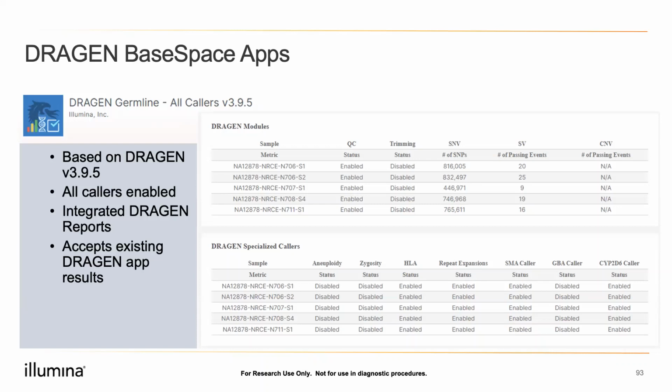This app can be run straight from FASTQ files. So you can run from input FASTQ files and do all of the variant calling as part of the workflow, or it can accept existing DRAGEN app results if you just want to generate this integrated report of all of the features. And so take a look at the DRAGEN Germline All Callers v3.9.5 app. We'd love to hear your input or feedback on that.